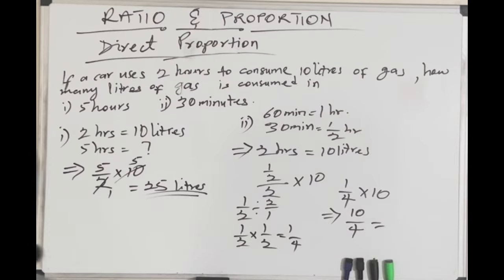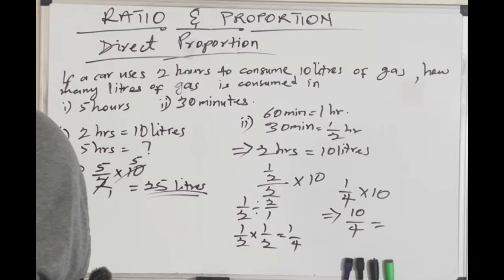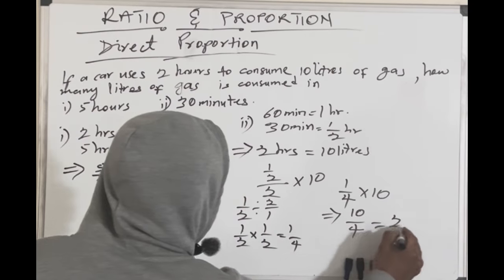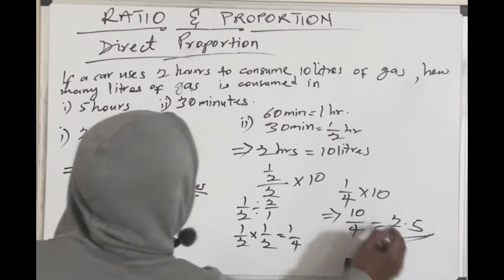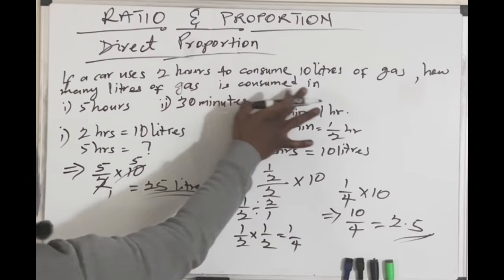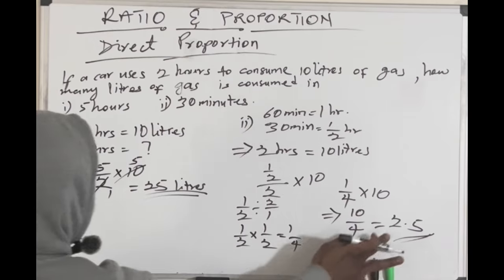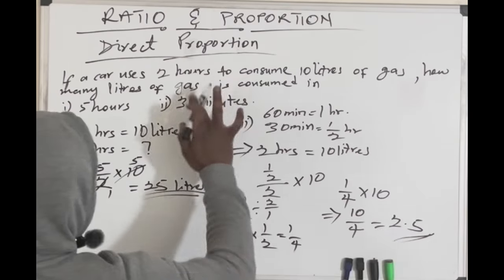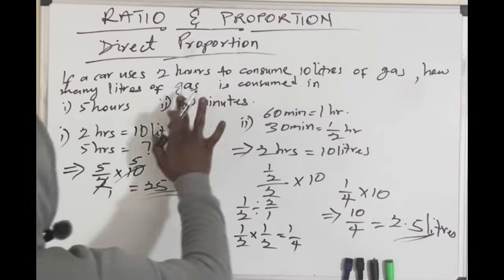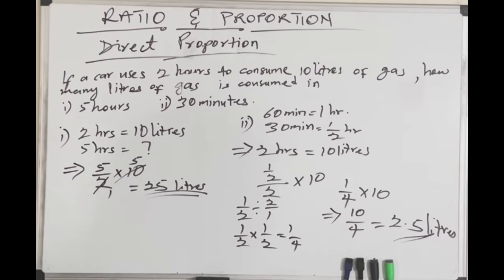So when we divide 10 by 4, we get 2.5. So how many liters of gas is consumed in 30 minutes? 2.5 liters of gas is consumed in 30 minutes. Okay.